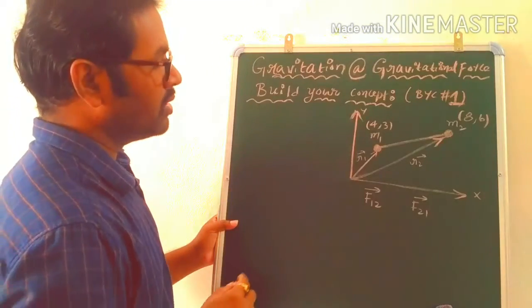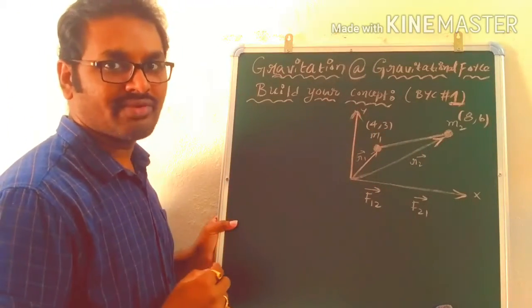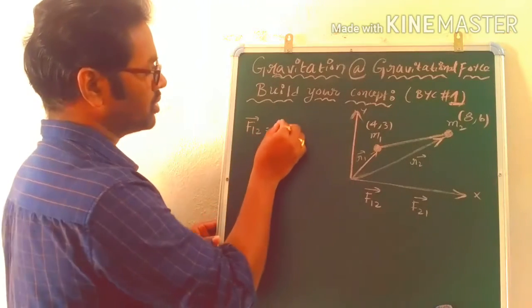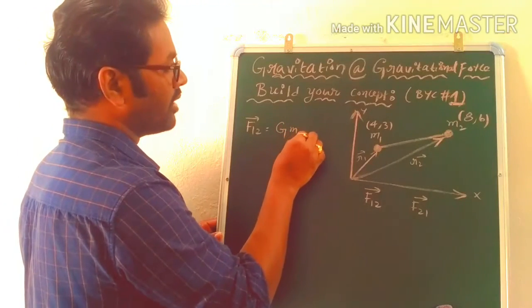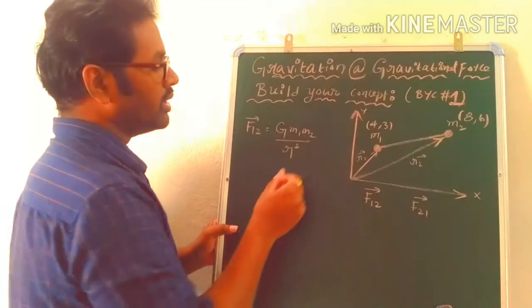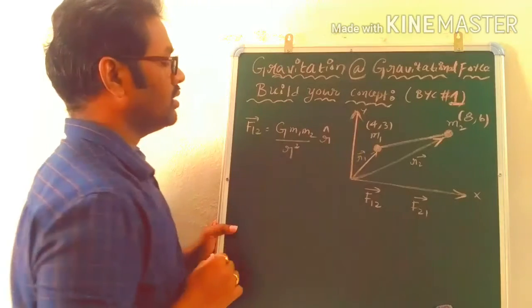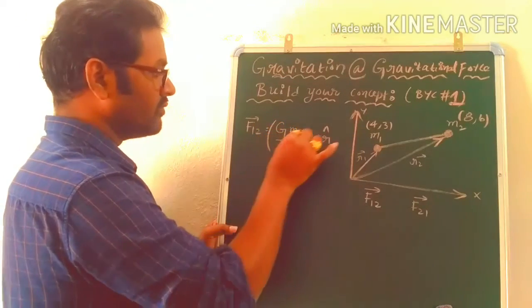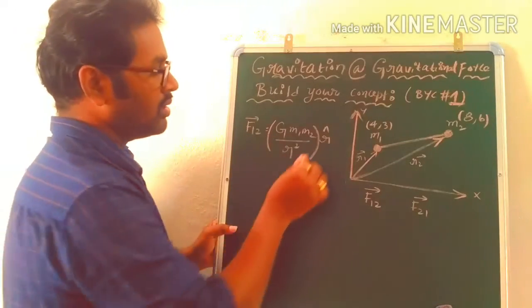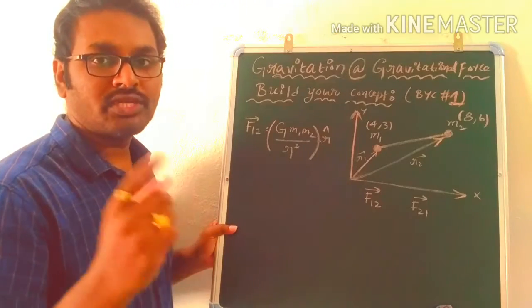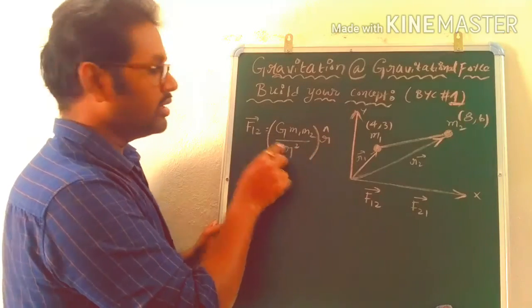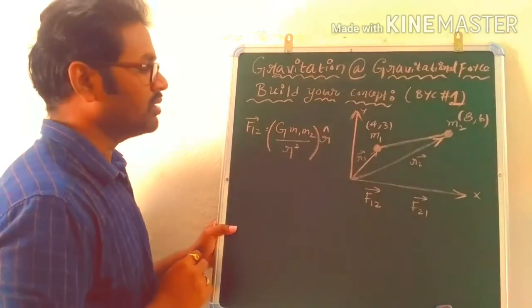As you know, the force of interaction between the two particles is given by F12 bar equal to capital G M1 M2 divided by R square into R cap. Here the part in the bracket gives the magnitude of the force, where R cap represents the unit vector. If you assign the direction to this force, you will get the force in vector form.